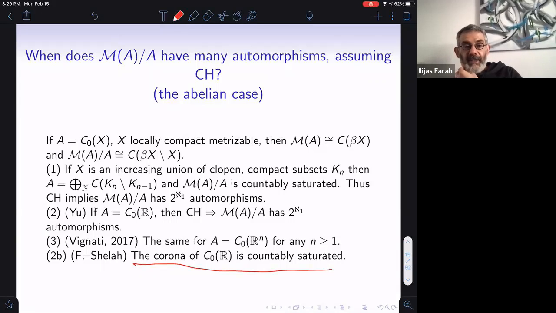Now, the explanation of use's result is that the corona of C0 of R is countably saturated. This result came many years after his result. And the proof is different from the other proofs of countable saturation. And now you may wonder, is there a similar explanation for Vignati's result? So what about coronas of C0 of R to the n? Well, they're probably not countably saturated. So there is some evidence that these automorphisms don't come from countable saturation, but no concrete result yet.